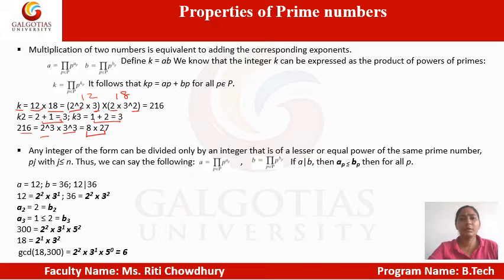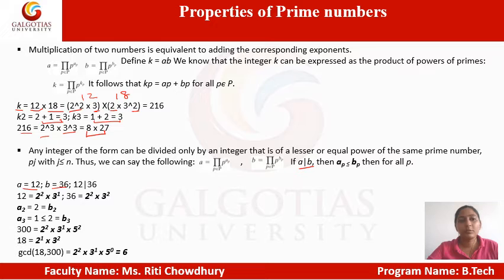Now there is another property, for divisibility. If we have A and B in the similar way as in the previous condition, then if A divides B, it will be A_p less than or equal to B_p. So how can we prove that? Suppose A is equal to 12 and B is equal to 36. 12 can be represented as 2 to the power 2 cross 3 to the power 1, and 36 can be represented as 2 square cross 3 square.